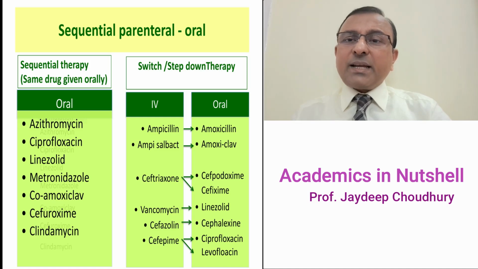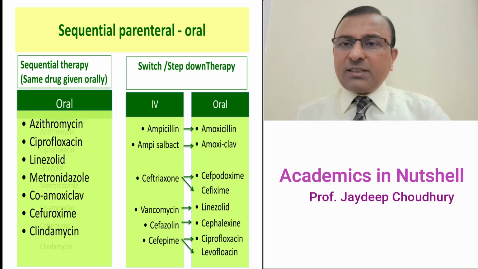Another important aspect is sequential parenteral to oral therapy. Some antibiotics like ciprofloxacin, linezolid, metronidazole, co-amoxiclav have an oral counterpart as well as IV or IM counterparts available. But sometimes we need to switch. Like if we are giving ampicillin, we need to switch to amoxicillin for oral. If it is ceftriaxone, then we need to go to cefpodoxime or cefixime depending on the site of the infection, for vancomycin, linezolid, and so on.